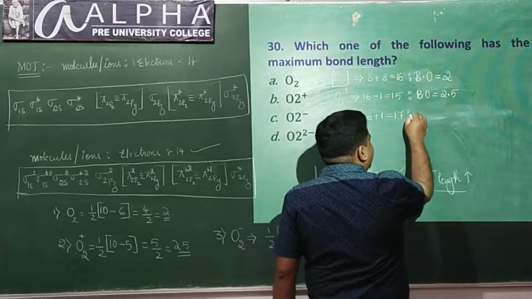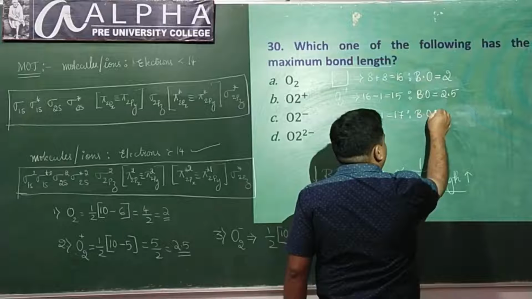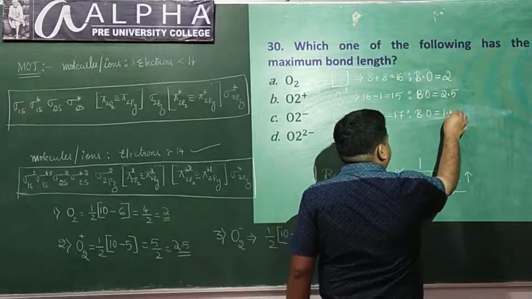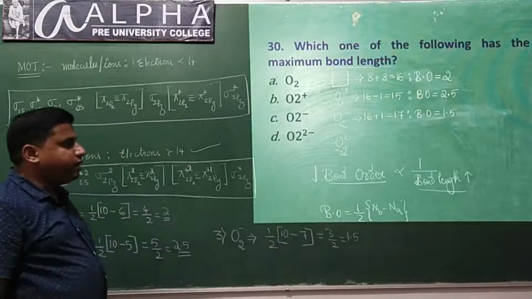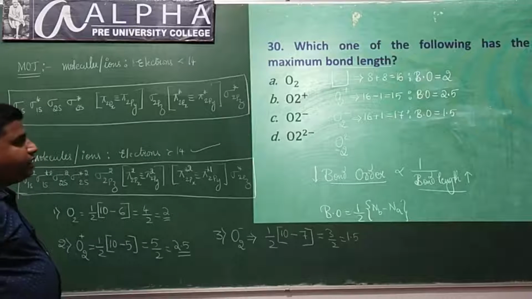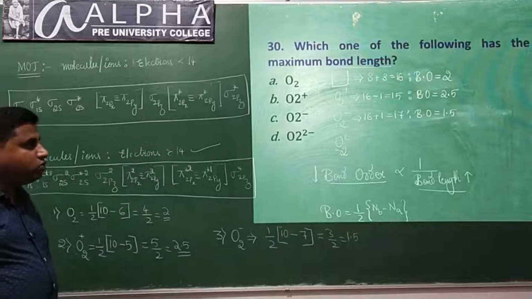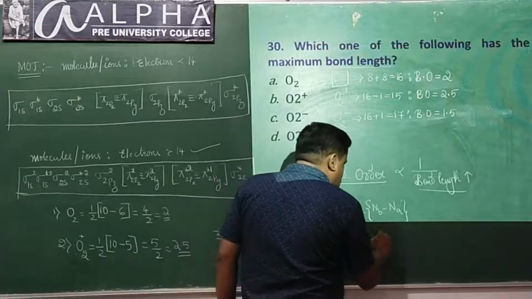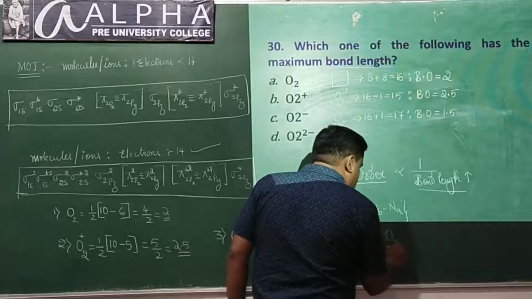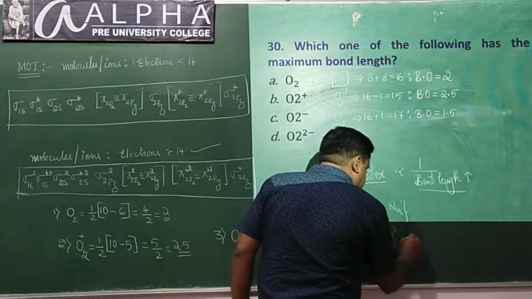Bond order here it is, 1.5. The bond order of this species is 1.5. Are we clear? Any doubts? Now the last one, O2 2 minus.